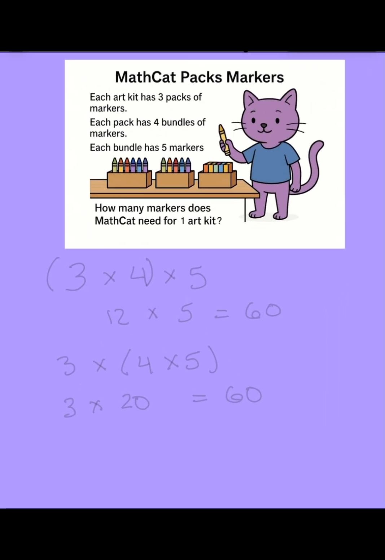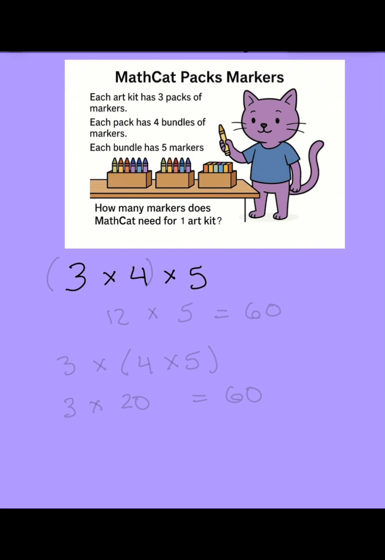Let's look at this example. MathCat packs markers. Each art kit has 3 packs of markers. Each pack has 4 bundles of markers. Each bundle has 5 markers. How many markers does MathCat need for one art kit? So each art kit has 3 packs of markers, and in each pack are 4 bundles of markers, and each bundle has 5 markers. How many markers does MathCat need for one art kit?